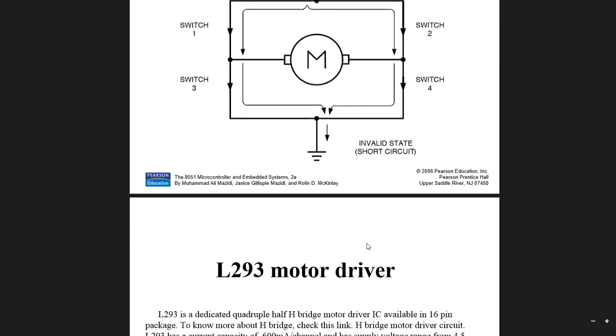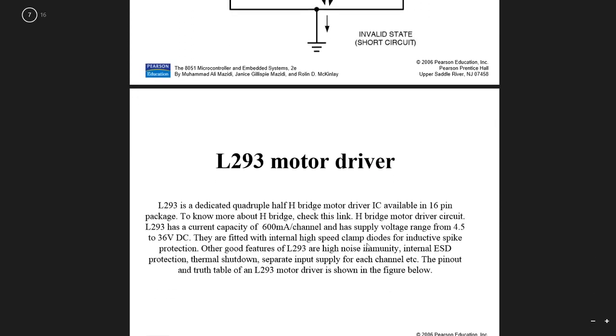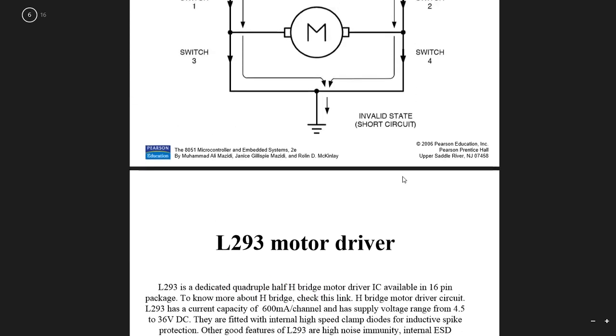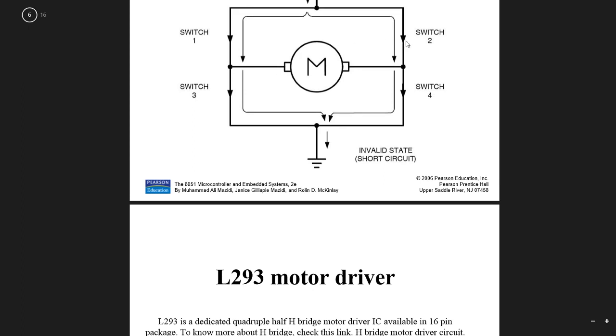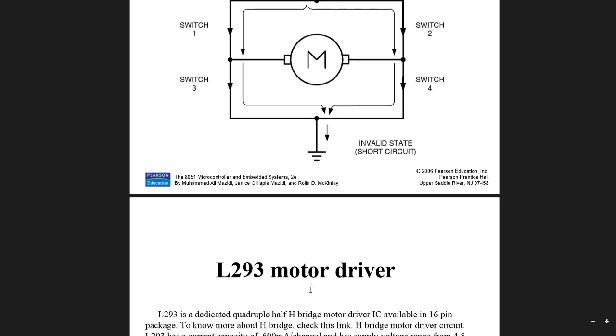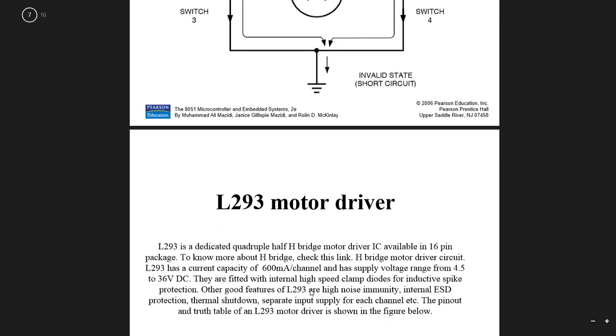Practically, how do we connect a DC motor with the 8051, or any other controller, not simply the 8051? We use the L293 motor driver IC. This is a dedicated H-bridge motor circuit. What is meant by H-bridge? See, what we are doing here is like an H-bridge. We are forming an H-bridge here. So with this motor driver IC, it is like an H-bridge circuit.